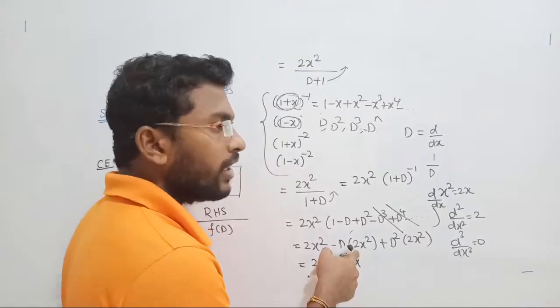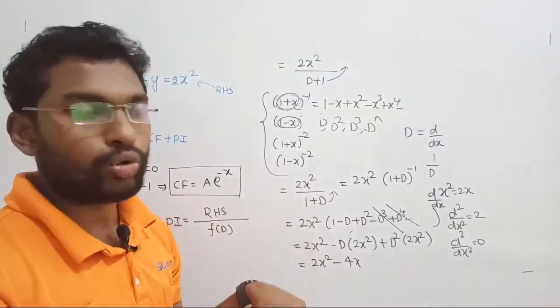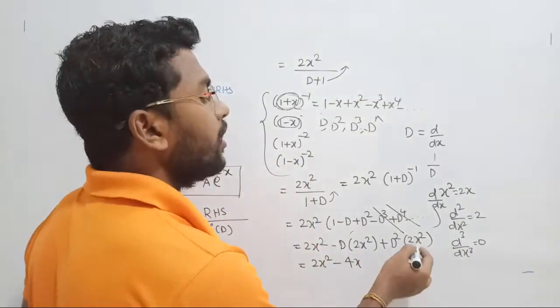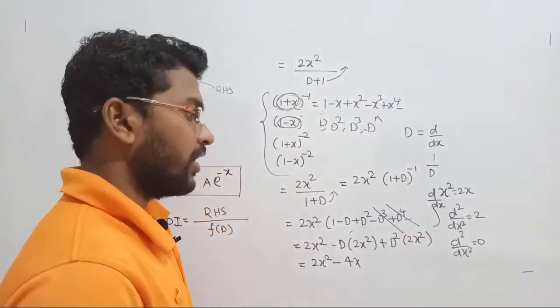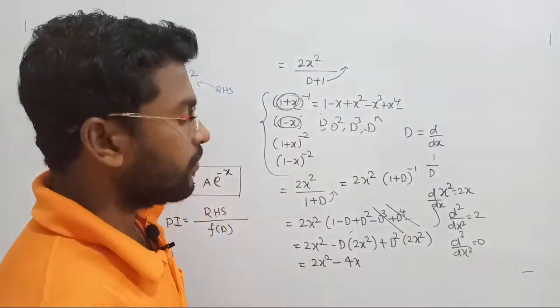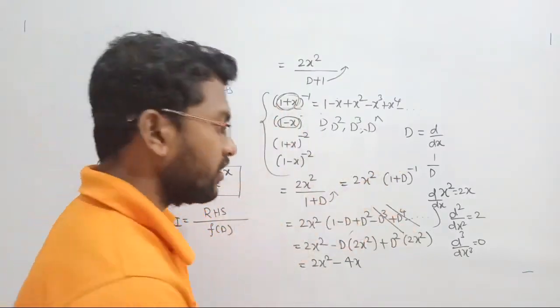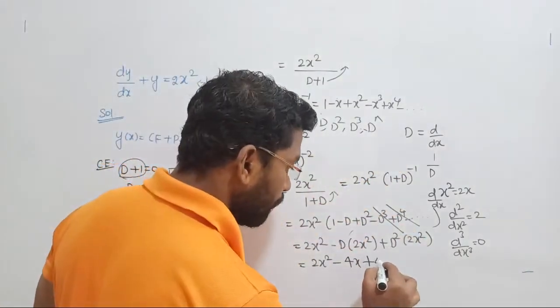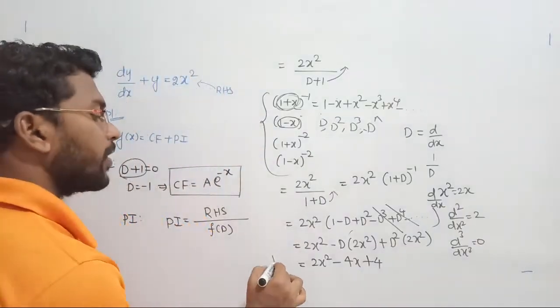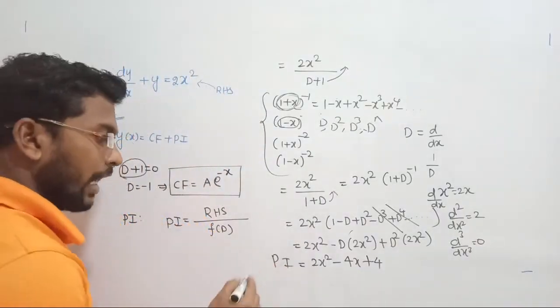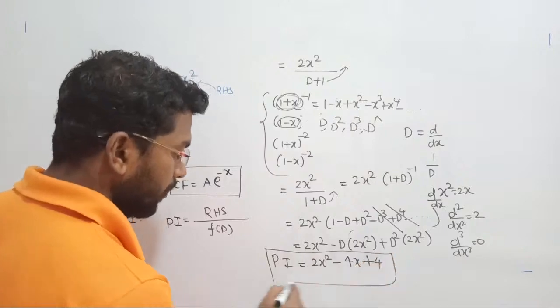Already we have a 2, and x square differentiated gives you one more 2, so 2 into 2 will become 4. Similarly, if you differentiate this 2x square, first x square differentiated gives 2x, and 2x differentiated again gives 2 only, so 2 into 2 will become only 4. What is the correct answer? This is the particular integral. It's over. See how easy your equations are, how simply we are bringing the answer.